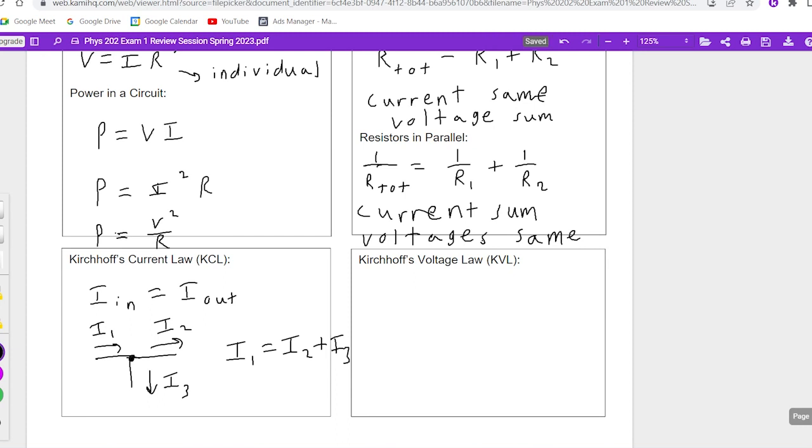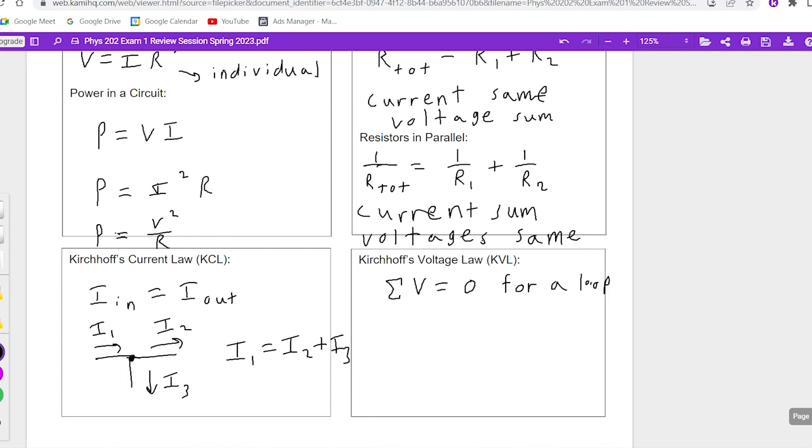Then Kirchhoff's voltage law, this one's the complicated one. I wouldn't even use it that often, but sigma V equals 0. Remember, sigma means summation. If you add all the voltages together in a loop, you get 0. So sigma V equals 0 for a loop.